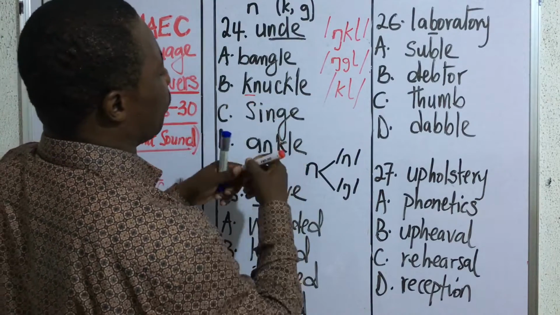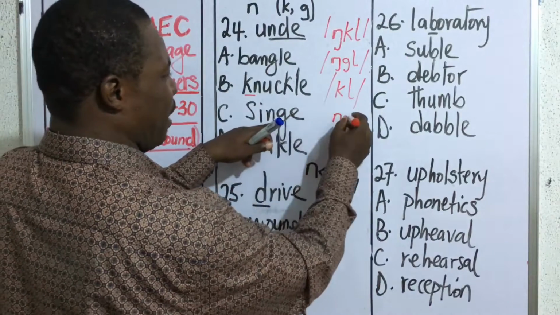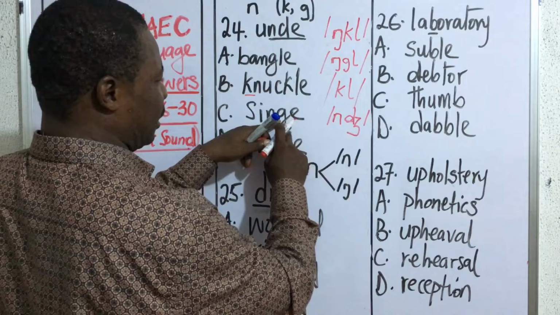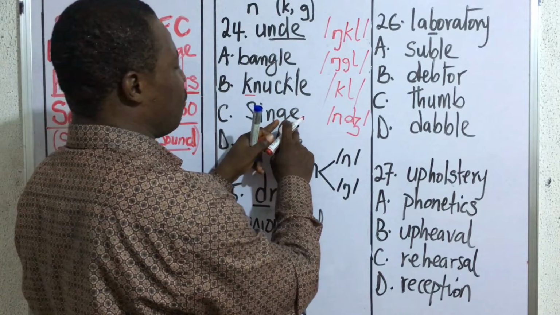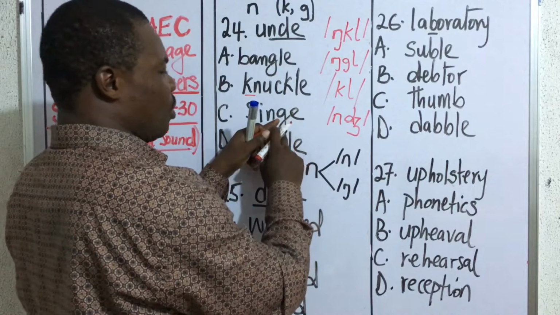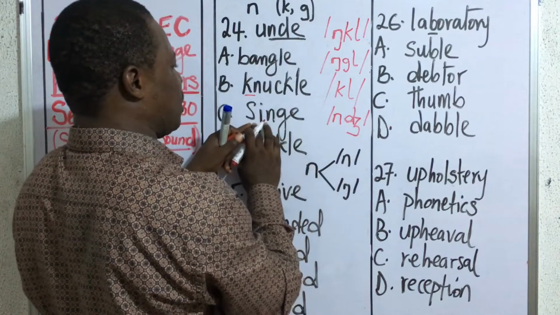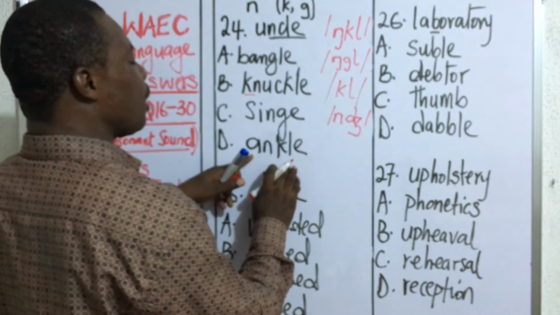Alright, so here you're going to have N, and then this G, remember, it is going to give you D and Z, because in oral English, once you have G followed by what? E, it will no longer take the G sound, but it will now change to the J sound. So this is singe. Therefore, option D, you have ankle.